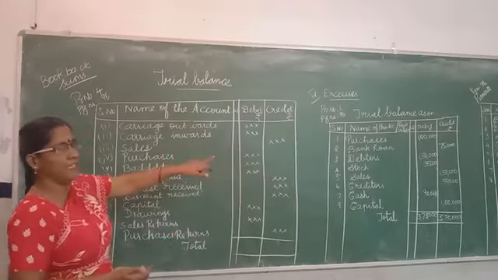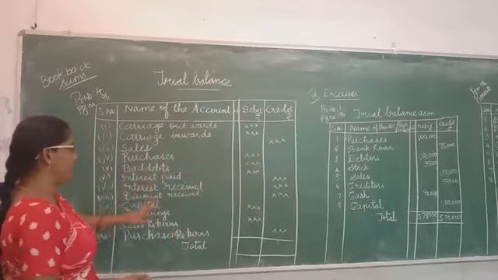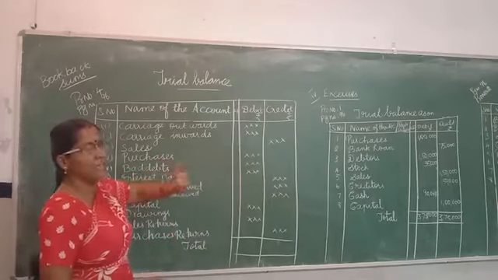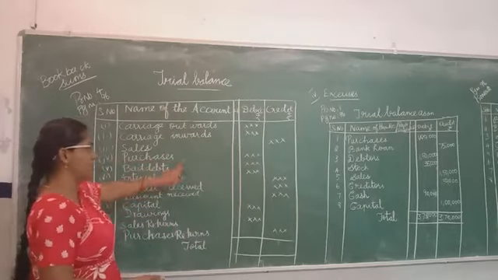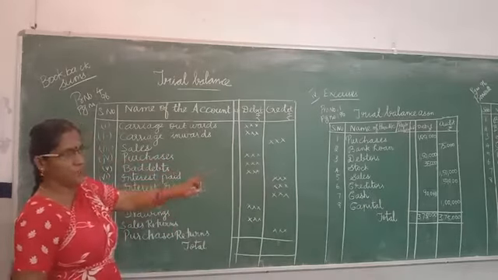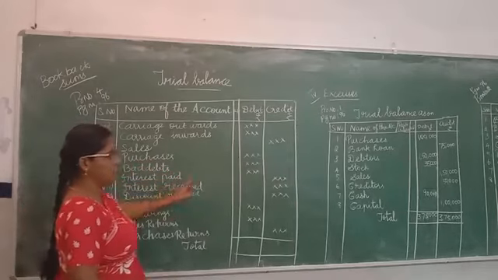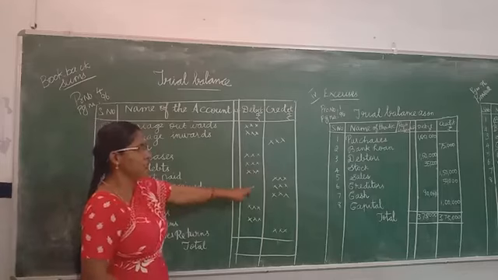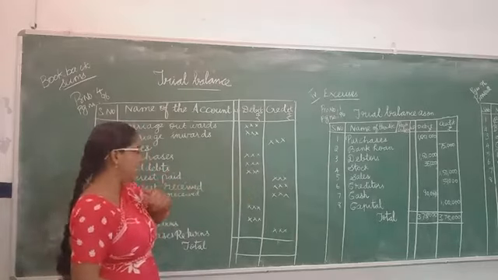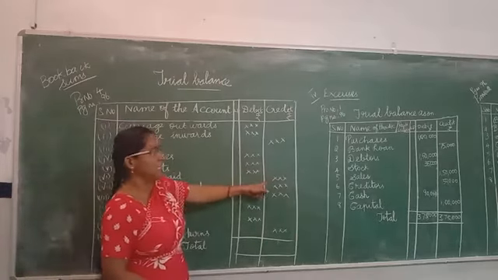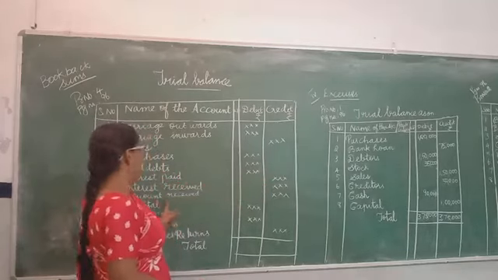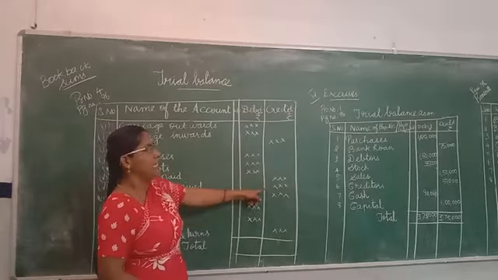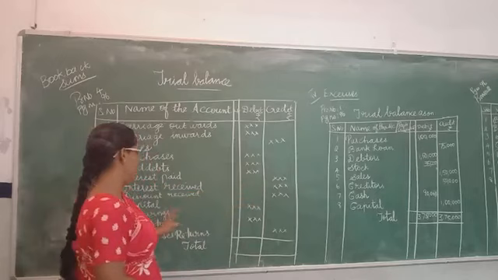Sales, it is an income. Credit all incomes and gains. Purchases, it is an expense. Debit all expenses and losses. Bad debts, expense, debited. Interest paid, that is also an expense, debited. Interest received, that is an income, so we have credited. Discount received also is an income, so we have credited.